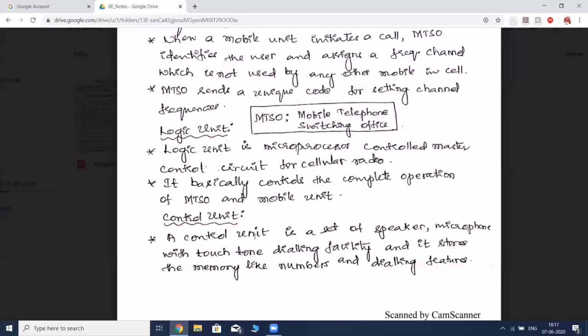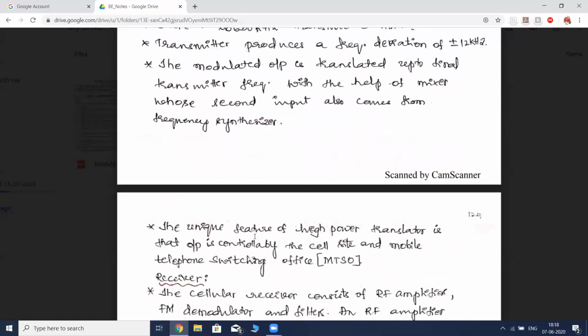Then we have a control unit. There are a few things over here. It is a set that consists of a speaker and a microphone, with different facilities such as touch tone dialing. It will also store a lot of information, in the sense that it will store the numbers as well as the type of dialing and the dialing features that you are using. These things our control unit is going to store.